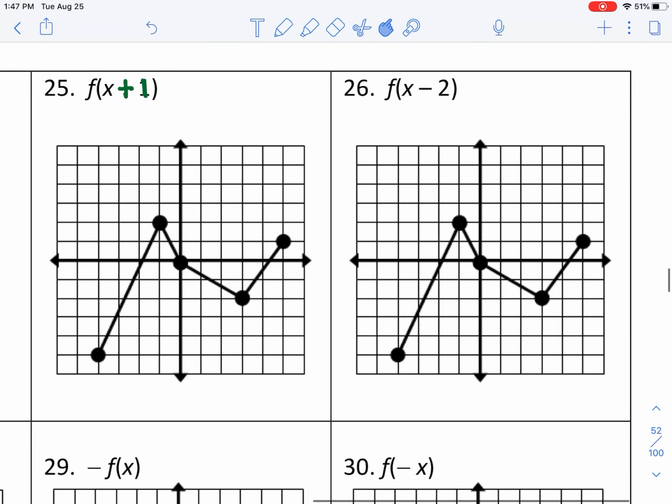Then I have a +1 on the inside of 25. That +1 causes us to look at the opposite of what we think. It moves over 1 to the left. And I connect my lines.